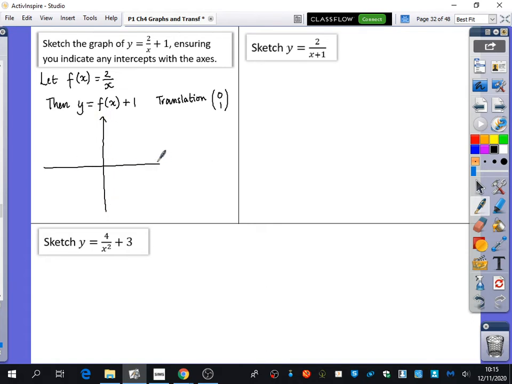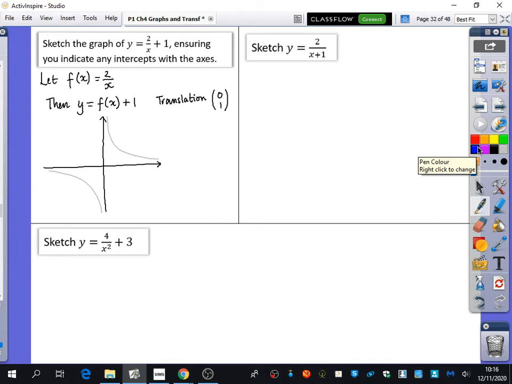So I'm going to start off by drawing, and I'm going to draw this in a pale colour. I'm going to draw y equals f of x to begin with. I'm going to draw 2 over x. And 2 over x, I'm going to do it in this pale colour. We know that 2 over x looks like this. And we're going to take that graph and we're going to move it up 1 space. If I move it up 1 space, we have to be careful about some asymptotes.